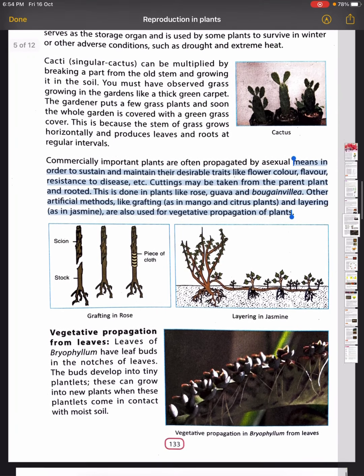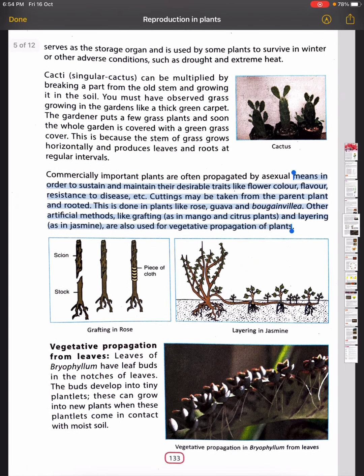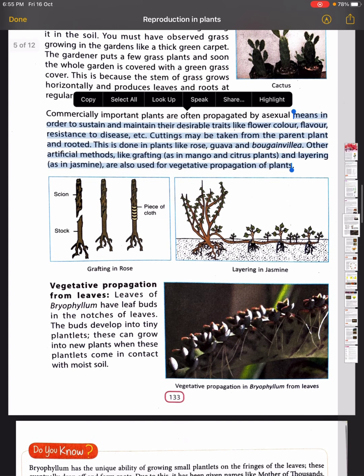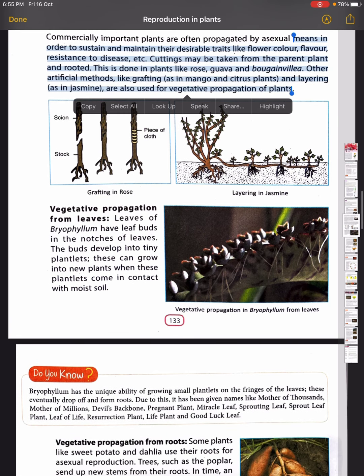I have also discussed it in the online class, grafting in rose and layering in jasmine. Next, vegetative propagation from leaves. Leaves of bryophyllum have leaf buds in the notches of leaves. The buds develop into tiny plantlets. These can grow into new plants when these plantlets come in contact with moist soil.